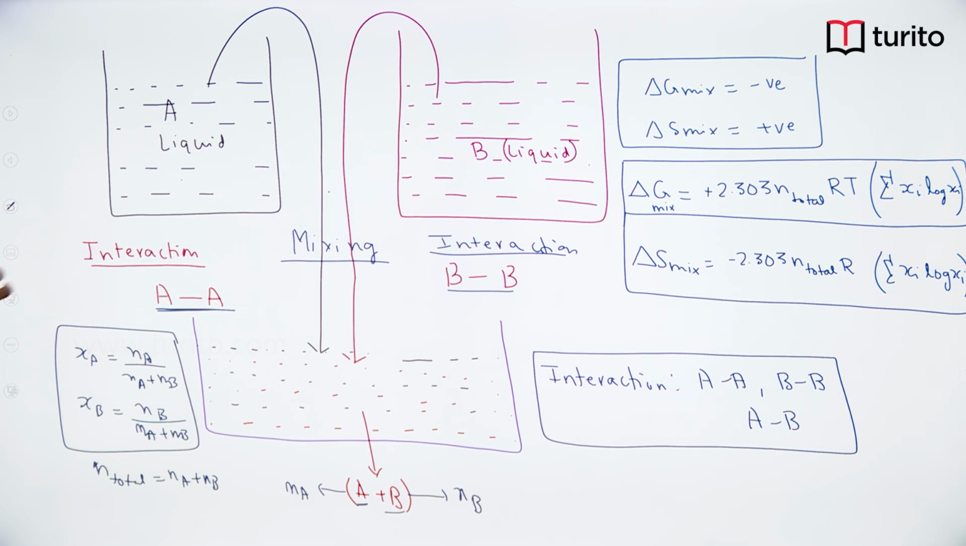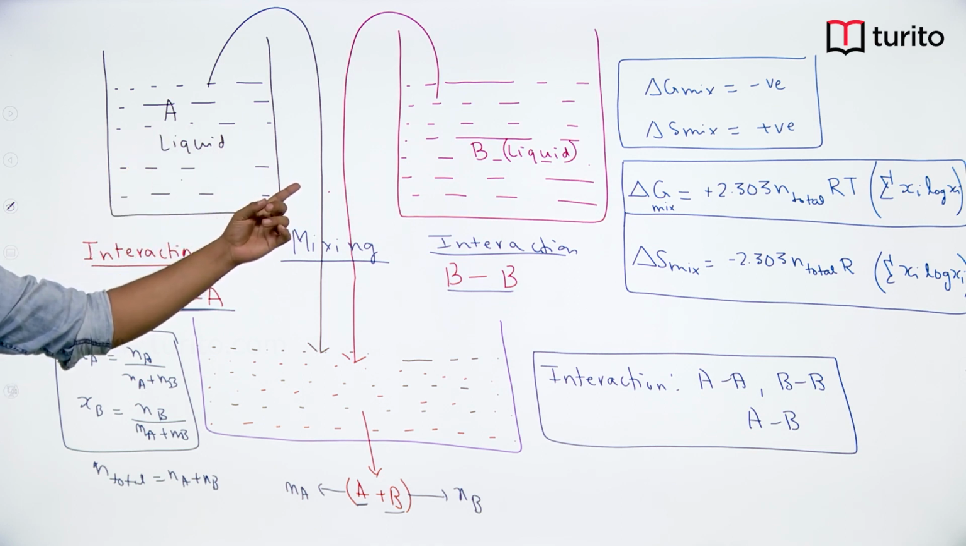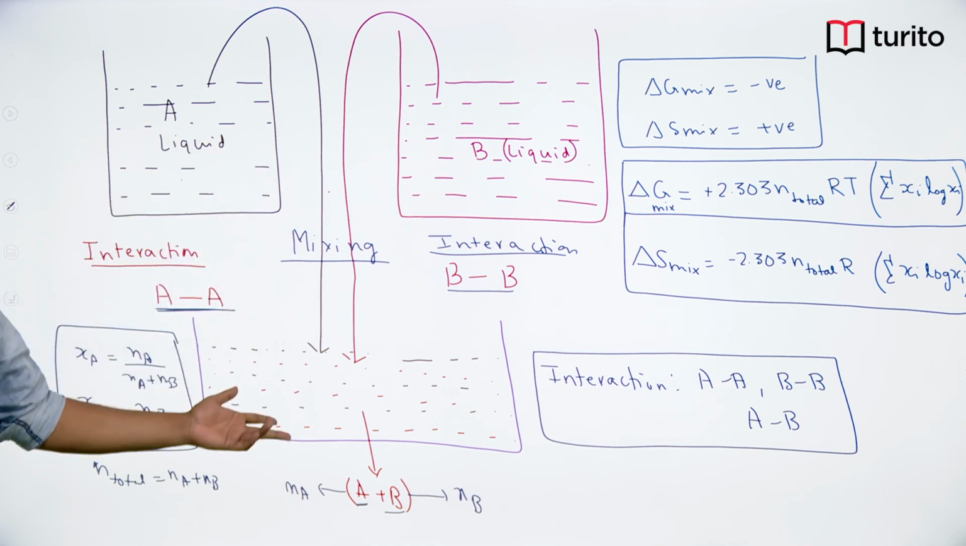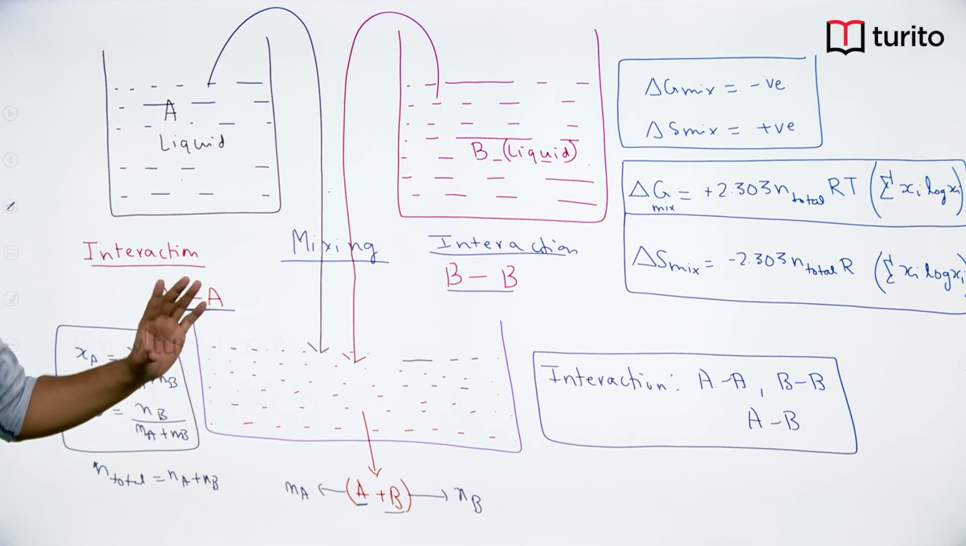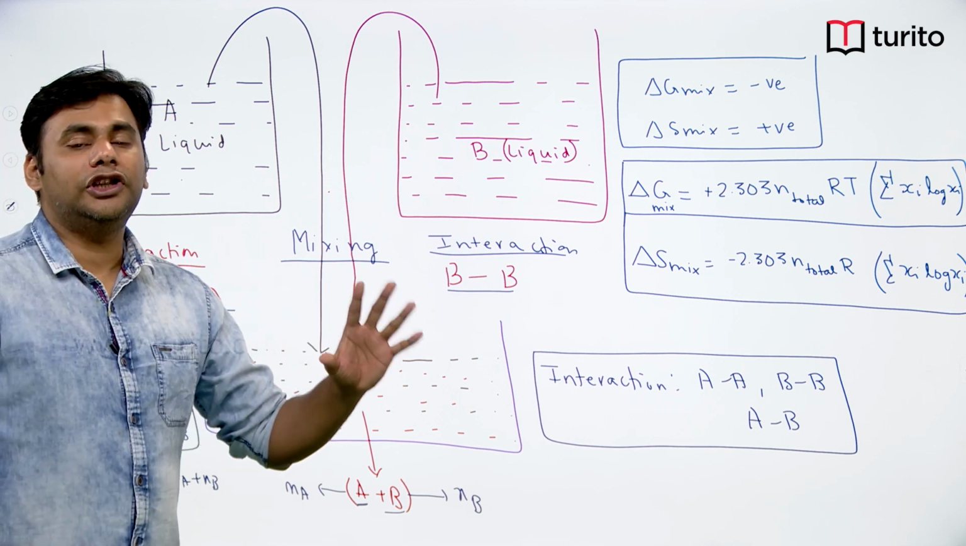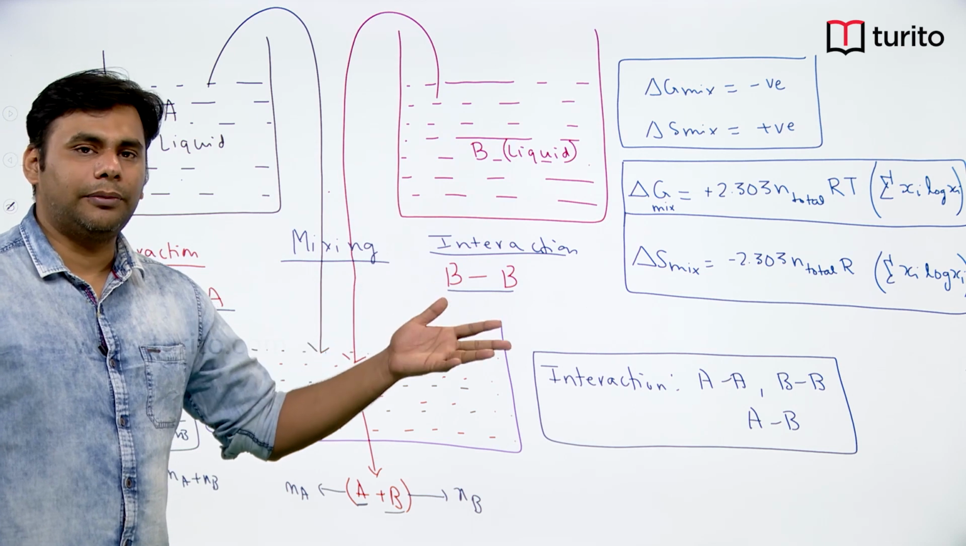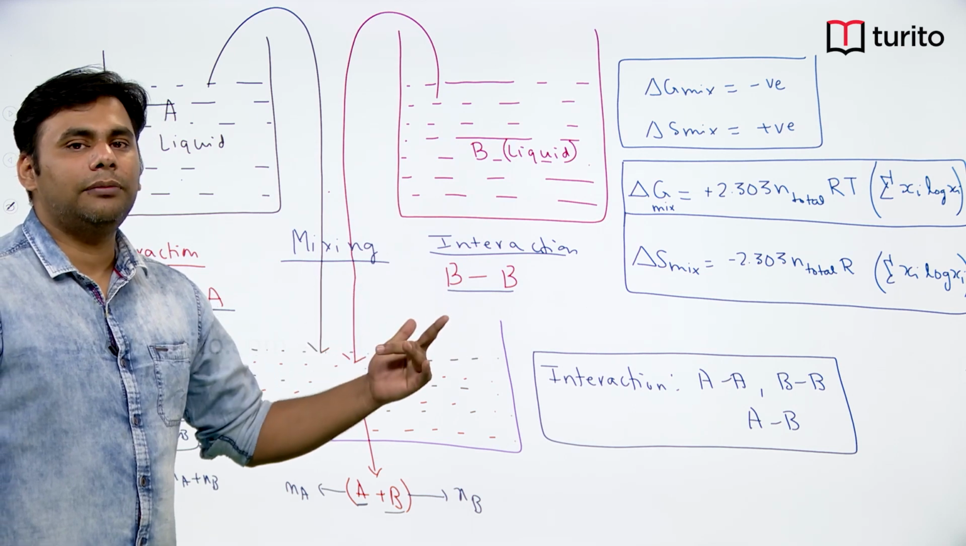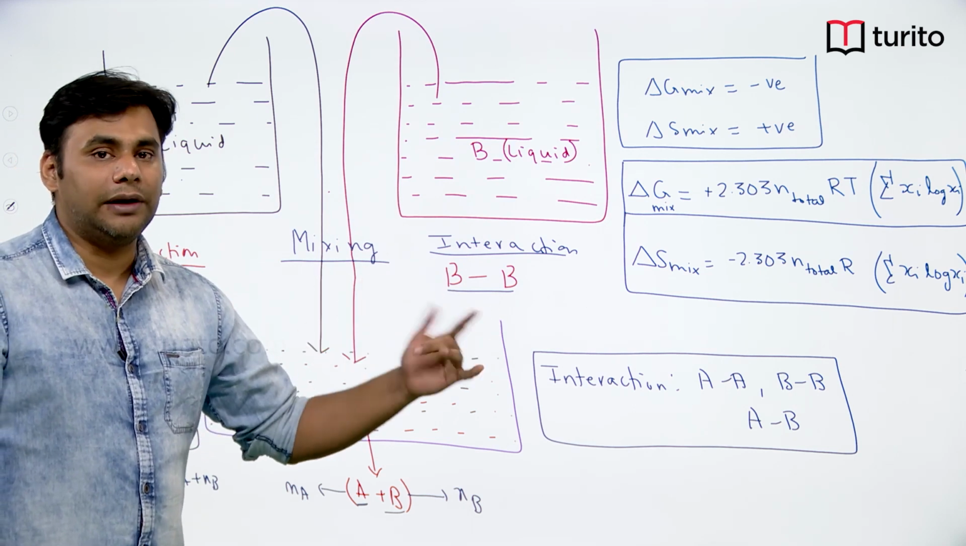Okay, so what we can say is, there was initially liquid A in which only AA interaction was possible. There was another liquid B in which only BB interaction was possible. Now when we mix them, what would happen? The surrounding of each molecule would change. There would be some AA interactions, some BB interactions, and some AB interactions.